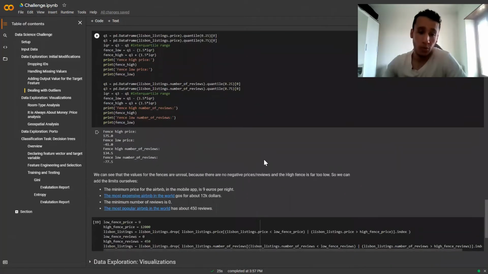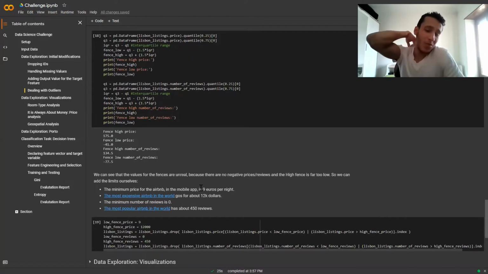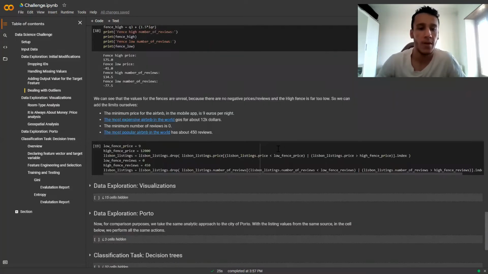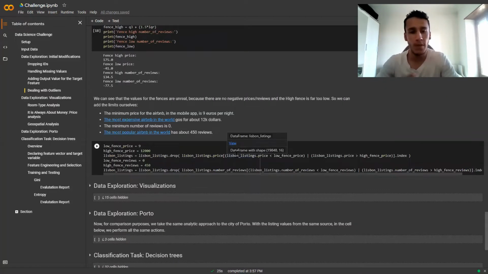So an empirical approach was taken. Looking at the apps, the minimum value is 9 euros per night, not 0. You cannot have people there for free. I don't believe anyone would want to, anyways. And the most expensive in the world, here I have the source, is about 12K. It's a very beautiful place. The minimum number of reviews is 0, so it's fine, and the maximum is 450, which is the value of the most popular one. So we set these fences and we remove the outliers so our data can be a little bit cleaner.